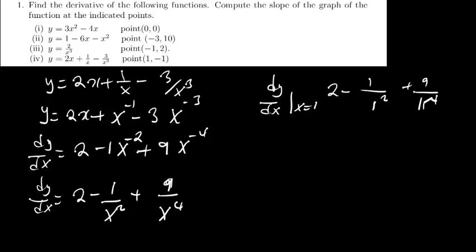Now let's plug in the value. dy/dx, when x is equal to 1, so we have 2 minus 1 over 1, we square it, plus 9 over 1 to the power 4. That becomes 2 minus 1 plus 9. So that is 1, so this becomes 10. So that's the gradient, that's the slope. So that's the basic idea behind this question.